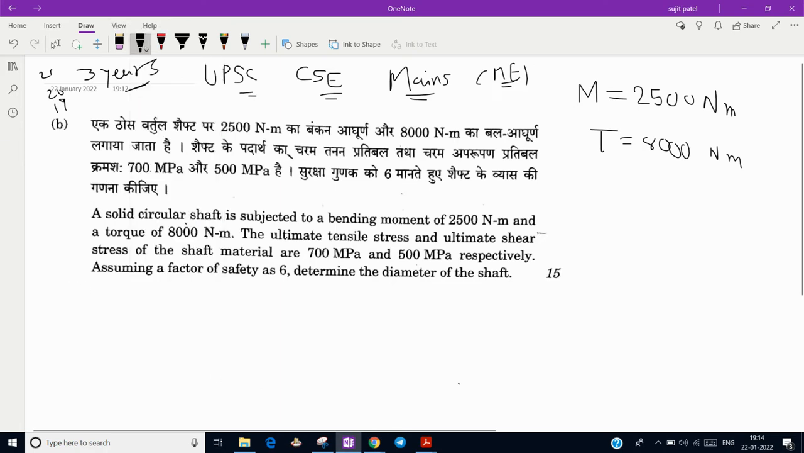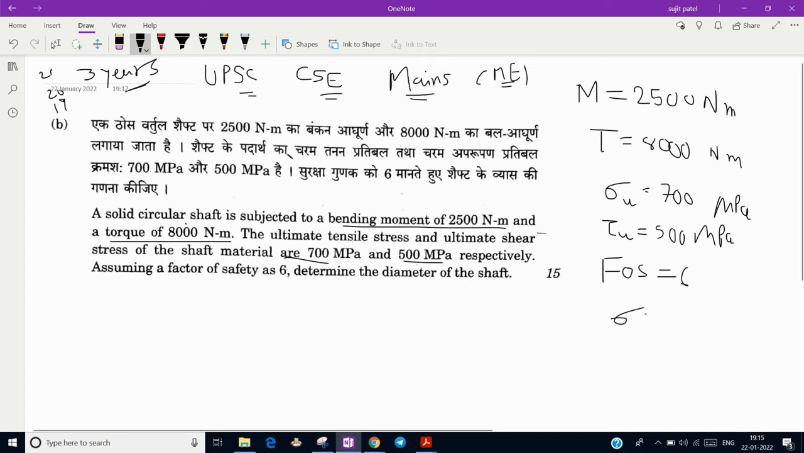Today's first question is based on machine design, or you can say the strength of material also, and we can consider it a machine design question. The question is, a solid circular shaft is subjected to a bending moment M of 2500 Newton meter, and torque also 8000 Newton meter. Ultimate tensile strength, sigma u, is given as 700 megapascal, ultimate shear strength tau u is also given as 500 megapascal, and factor of safety is also given, that is 6.